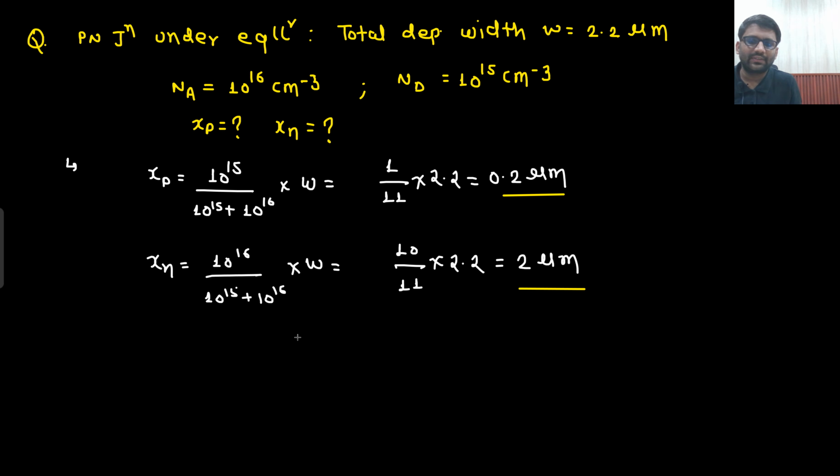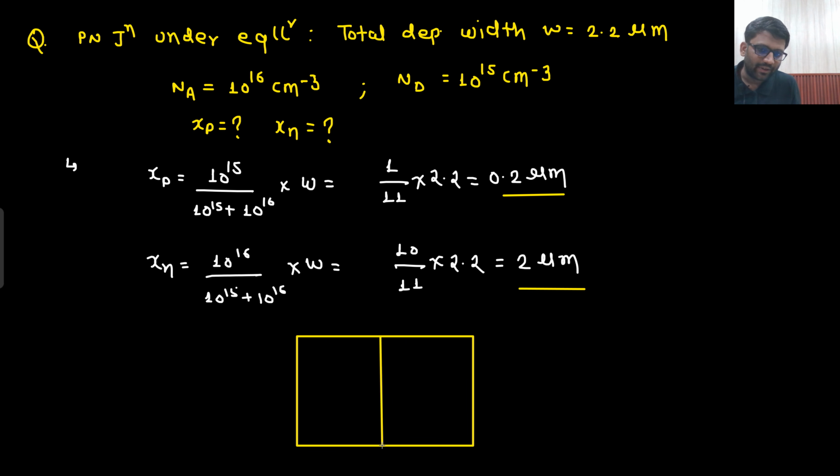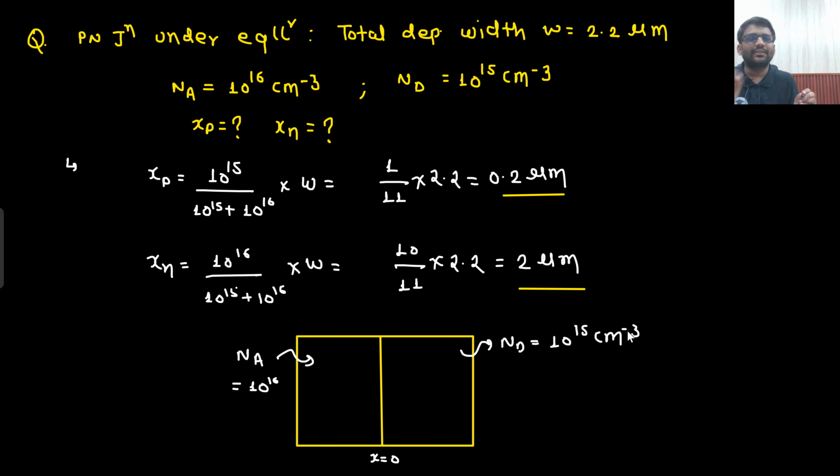So you can see, this was the semiconductor material I was having, and this was my midpoint, x equals 0. Here I did more doping, Na was more. And here I did lesser doping, moderate doping, which was 10 to the power 15. But I know that charge neutrality has to be maintained. Let's say here there is more doping and here there is lesser doping. Can I show it in this manner?